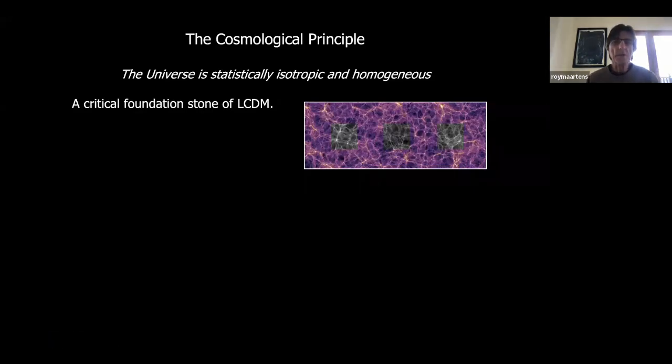Well, what is the cosmological principle? It states that the universe is statistically isotropic and homogeneous. And on this basis, we can use the perturbed lambda CDM Friedmann-Lemaitre-Robertson-Walker universe as a model for cosmology. And that's absolutely fundamental to what we do in cosmology.